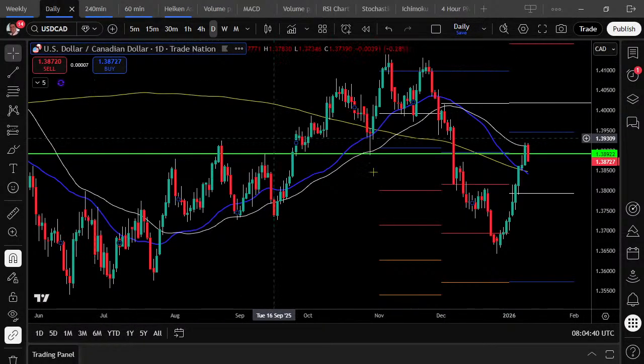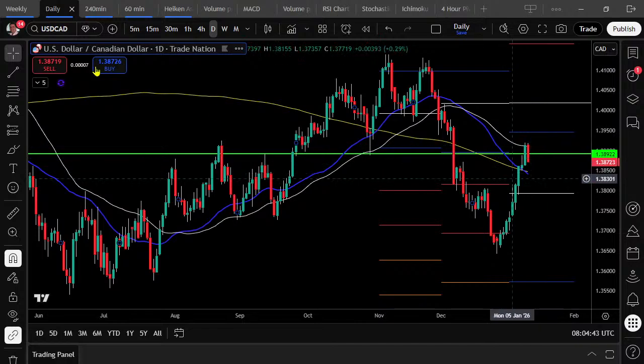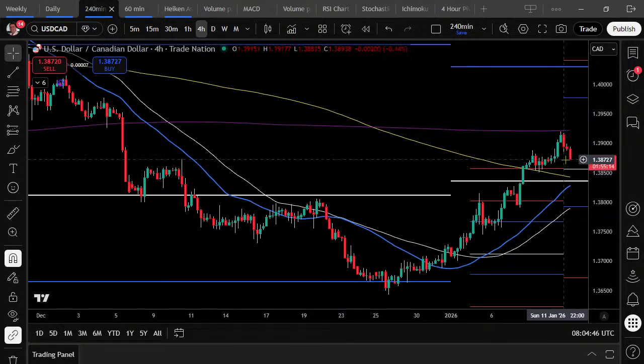Oh yeah, US dollar CAD. There's no surprise to see a reversal on this with a weaker dollar this morning.